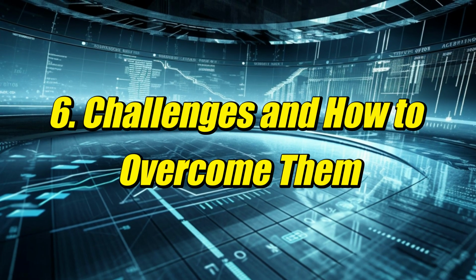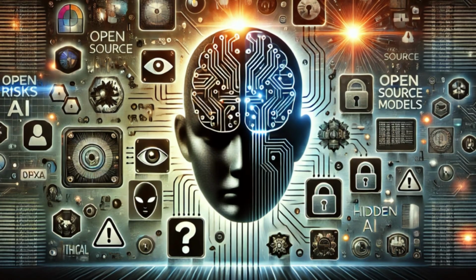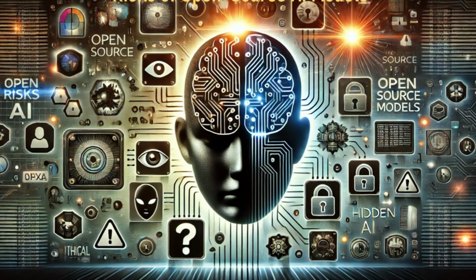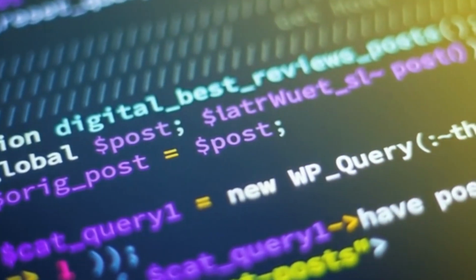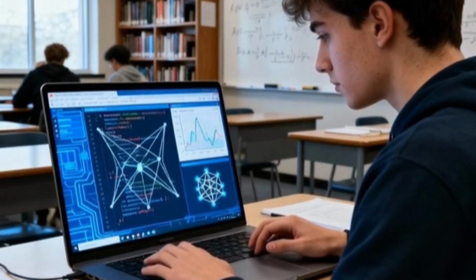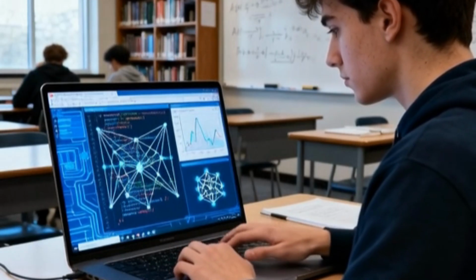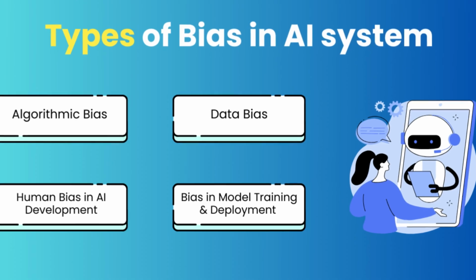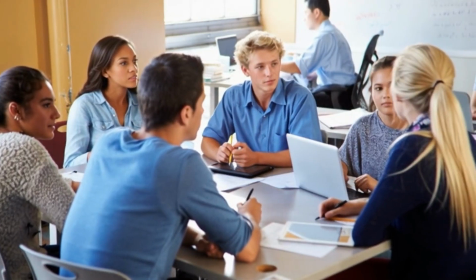6. Challenges and how to overcome them. While open source AI offers many benefits, there are some challenges. Technical complexity: some models require coding skills. Potential misuse: students might generate inappropriate content. Set ethical guidelines and supervision. Bias in models: even open source models can reflect bias. Encourage students to analyze outputs critically and discuss fairness.